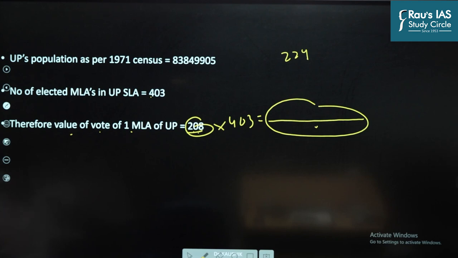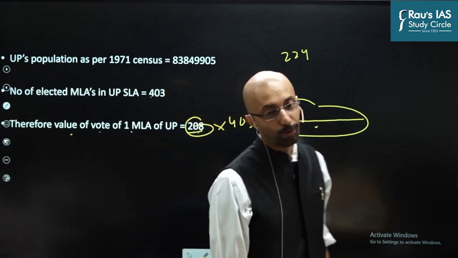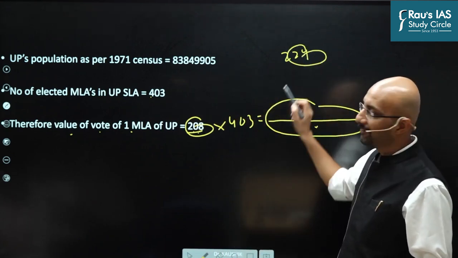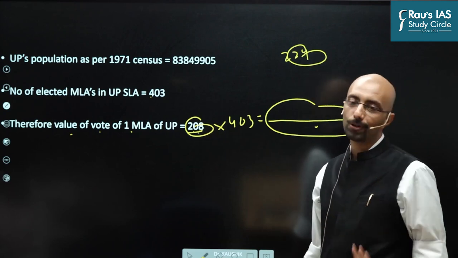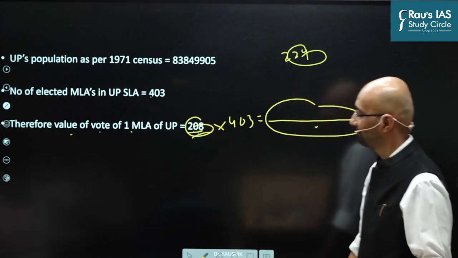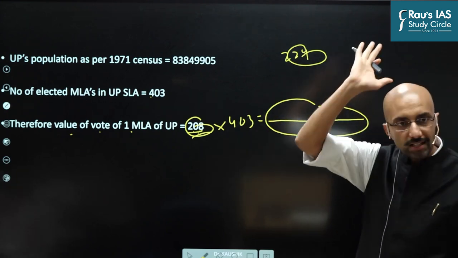of Sikkim and tries to convince them, please vote for me, I'm a good guy. And if all of them vote for him, then he gets how much? 224. And even if he goes to UP and one MLA votes for him, he has got almost the same value of votes, right? Okay. Now this exercise I can do for all the states of India.